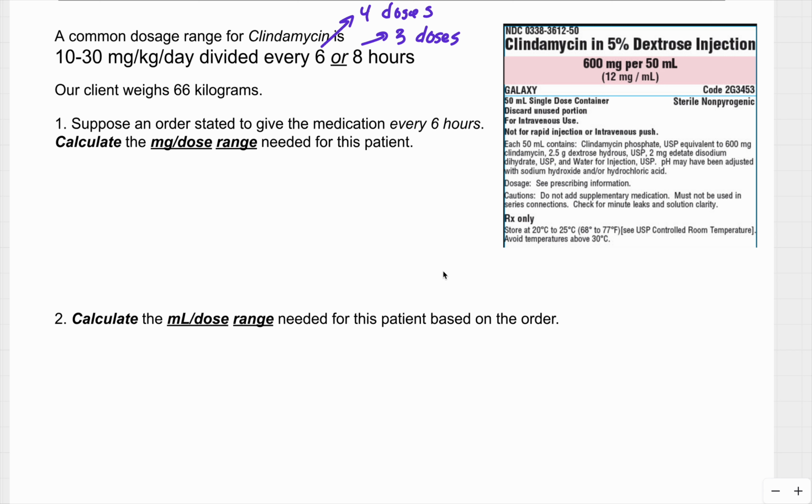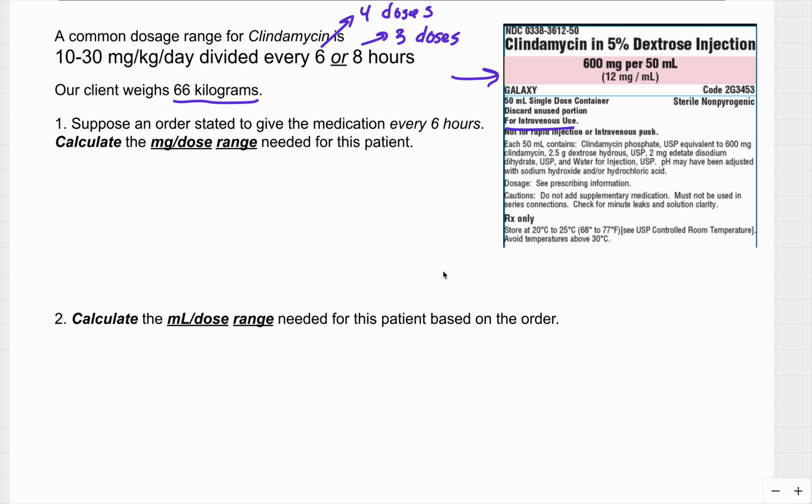And so we have to be really careful here and make sure we're reading the order correctly, which one we're following. Are we ordered to give this over 4 doses or over 3 doses? So our client weighs 66 kilograms. And we have the available medication here. I believe what would happen in this situation is that this would be drawn up and put into an IV bag or slowly infused, as it is for intravenous use. And it is not for a rapid injection or push.